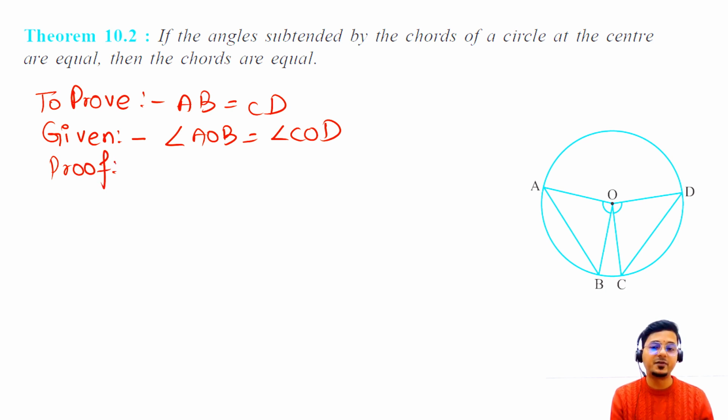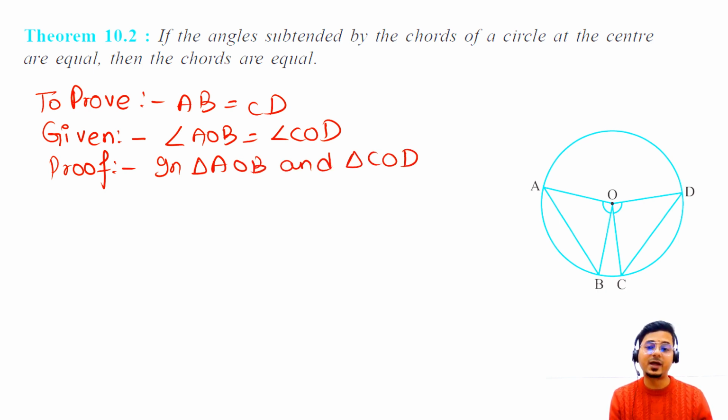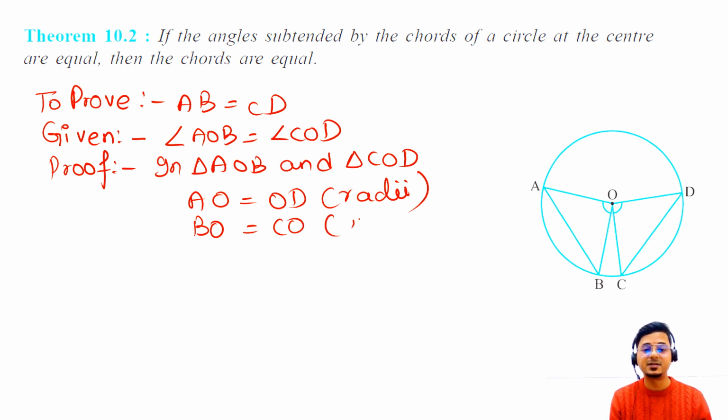For that we will take triangle AOB and triangle COD. In these two triangles, AO is equal to OD. Why? Because these are the radii of the same circle. And in the same way, BO is equal to CO. Same reason, these are the radii of the same circle, so they will be equal. And angle AOB is equal to angle COD. So this is given in the question.